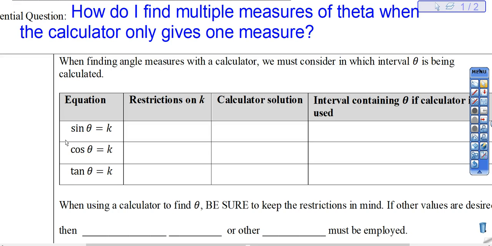Calculator will only give you a solution in the span of half of a revolution.